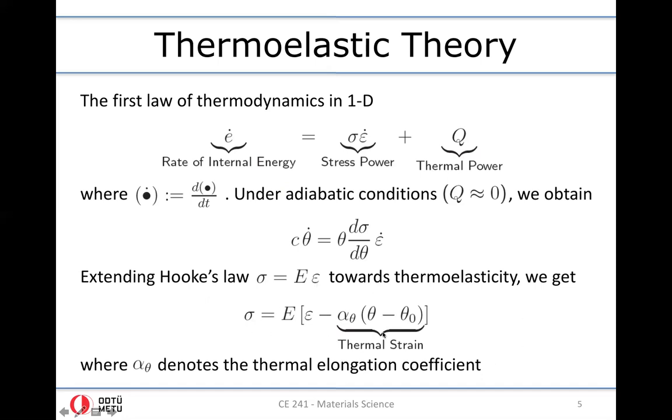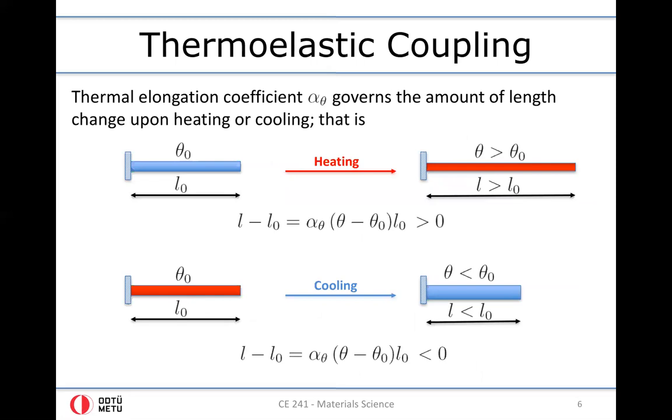thermoelastically coupled Hooke's law, where your stress is not only a function of the mechanical strain, but also dependent upon the thermal strain, which is given by the change in the temperature times the alpha theta that denotes the thermal elongation coefficient. So how do we define the thermal elongation coefficient? Sometimes in the three-dimensional case, it is also referred to as thermal expansion coefficient.